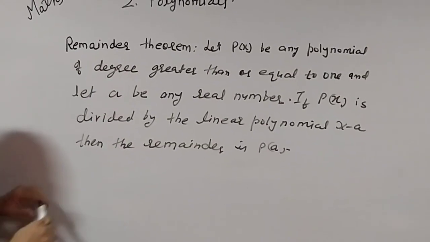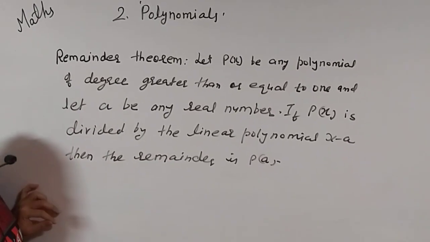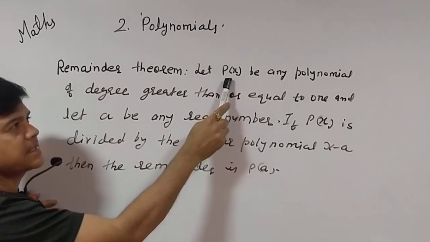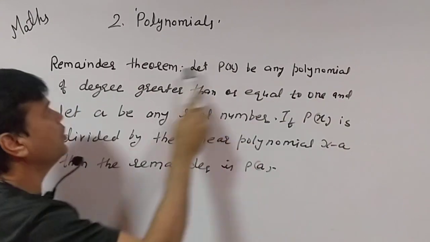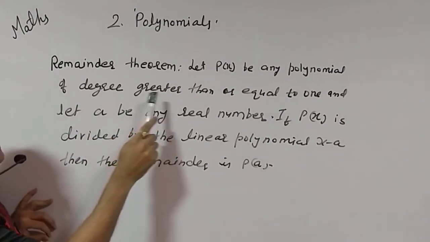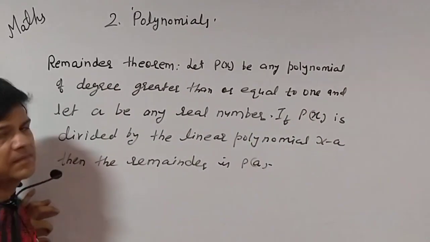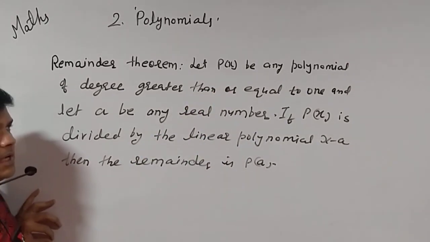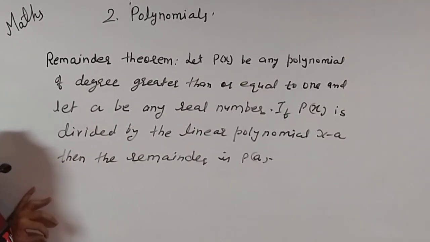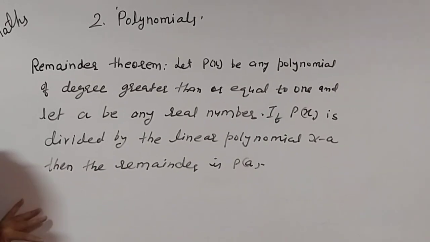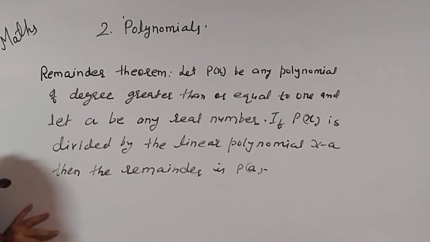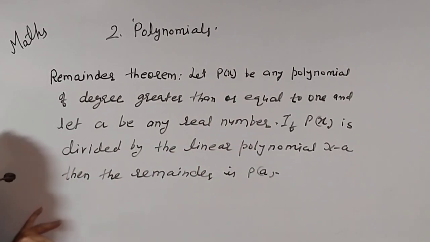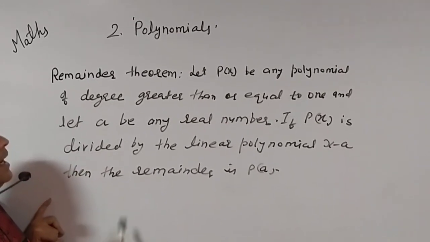Now see, what is the remainder theorem? This statement may be asked for 1 mark. Let p(x) be any polynomial of degree greater than or equal to 1, and let a be any real number. It means p(x) is a polynomial whose degree is 1 or more, so it may be a linear, quadratic or cubic polynomial, but it is not a zero polynomial. And a is any real number.